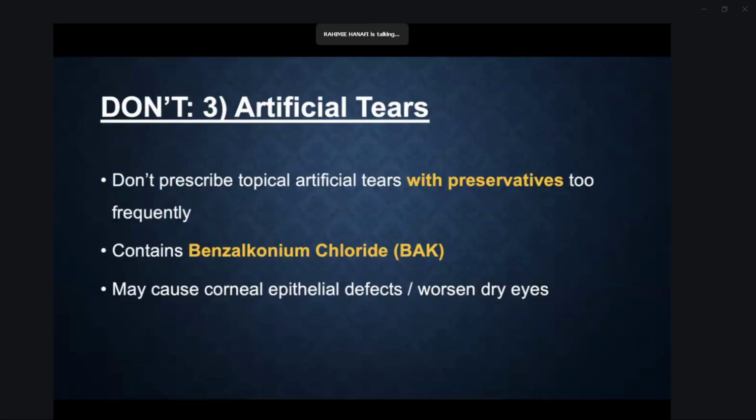So you may find it weird. Artificial tears are a drug to treat dry eye, but in return, if you use them too frequently, they can worsen the dry eye. This is because of the content of BAK, the benzalkonium chloride. So please bear in mind the maximum you can give is 4 times per day. If you need more frequent than that, please change to the one without preservatives.